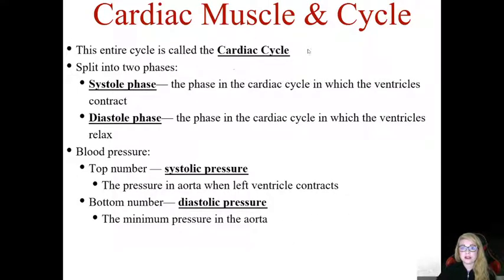And they're checking basically the health of your cardiac cycle and what's going on with your blood flow and the pressure in your heart. Is it too high? Is it too low? Etc.